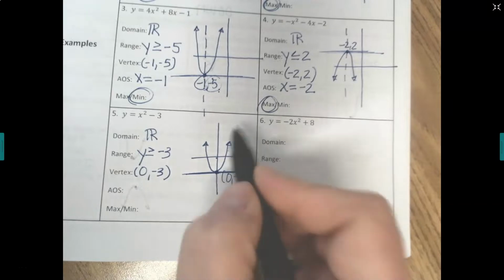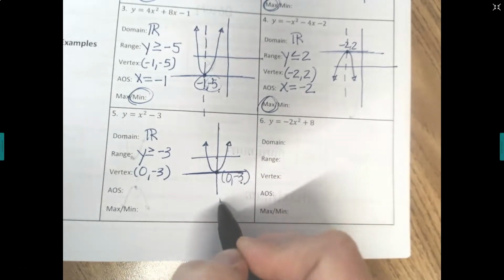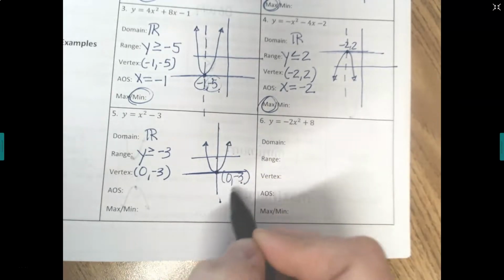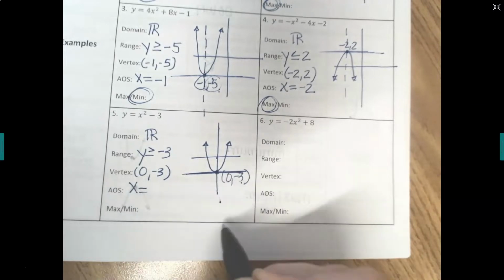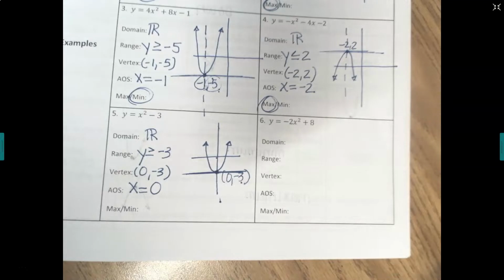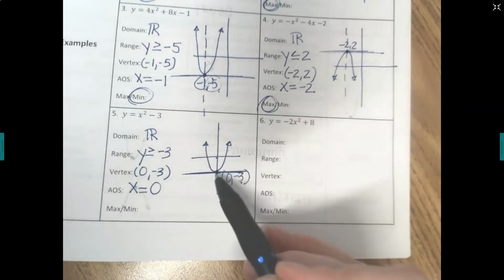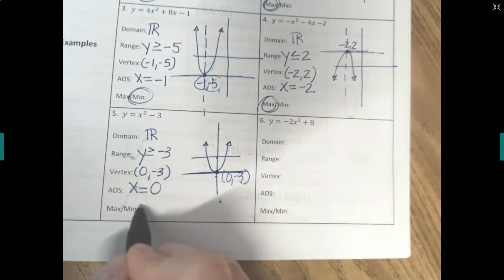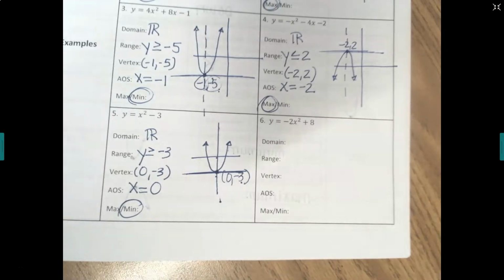Our axis of symmetry is the vertical line that cuts right through the x-axis, and so we always label that x equals, and what's the x value of your vertex, which is 0. And this graph opens up, meaning the vertex is on the bottom, so it is a minimum.